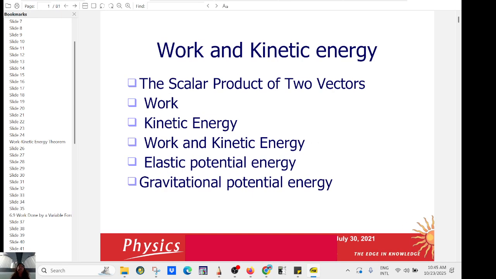Okay, so I want to introduce a new physical quantity. It's called work. Work in physics doesn't have the same meaning as in real life. Work means energy in transfer. It's a physical quantity, a scalar, so it has no direction. It's not like a force. It's a scalar, and the unit is joule.